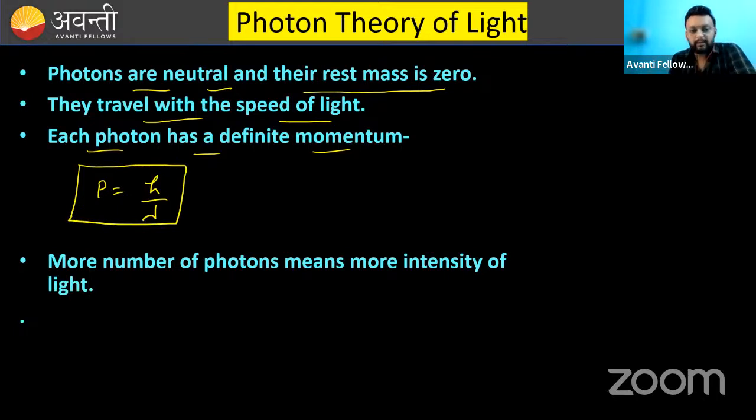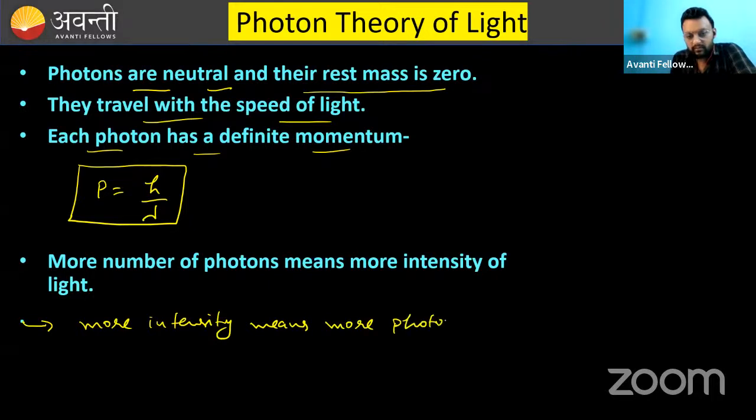H is again Planck constant. Again, another statement says more number of photons means more intensity of light. Now read it in a different way. More intensity means more photons are reaching the surface in unit time.